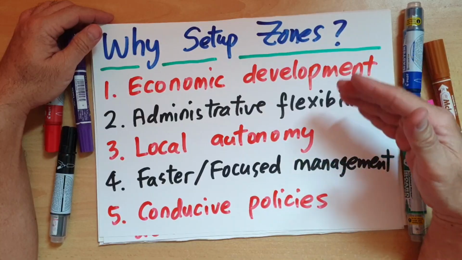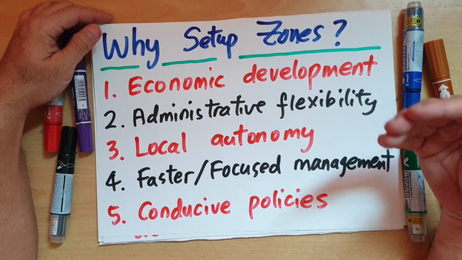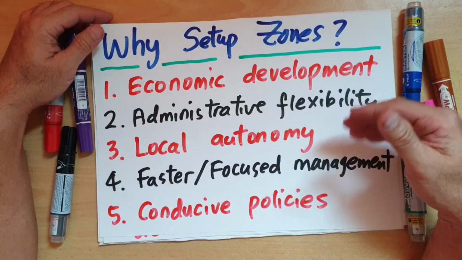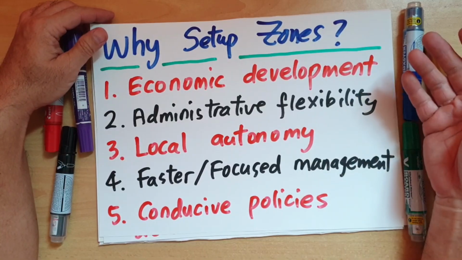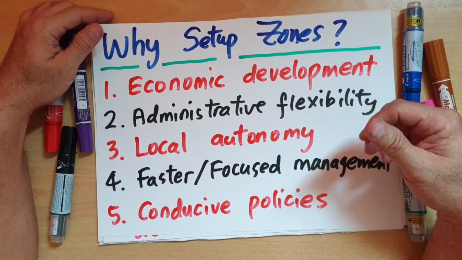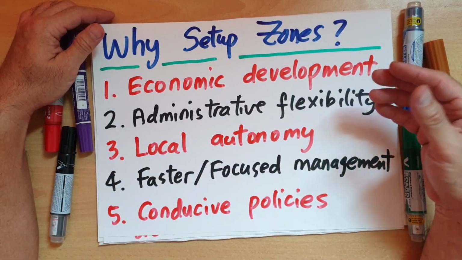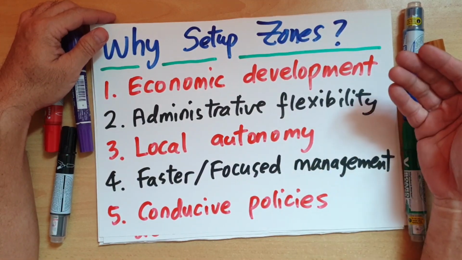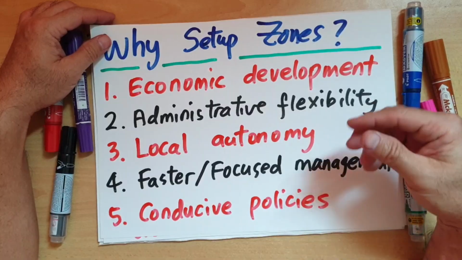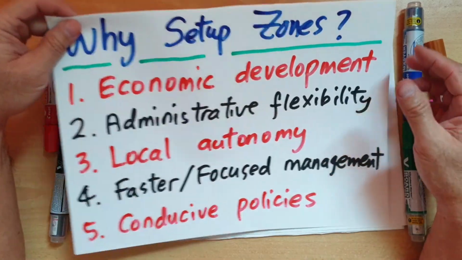Number five, within these zones, they always introduce conducive policies such as tax benefits. The first 2 years is free, the next 3 years is half, or a special lower corporate tax like 15%, and lower personal tax like 15%. They do implement these in some of these zones.